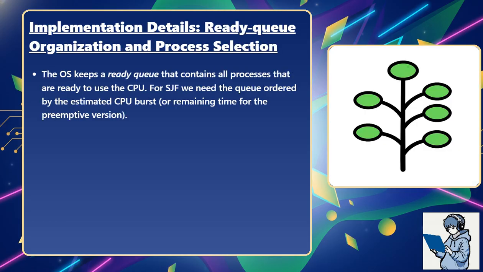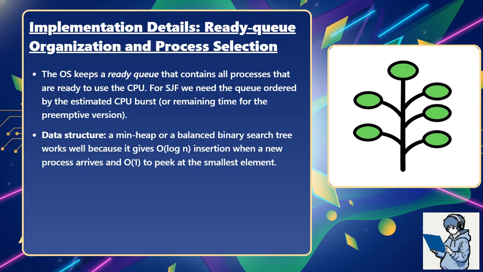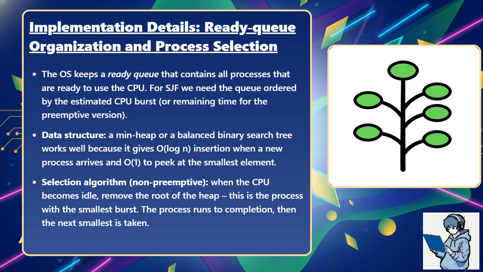The OS keeps a ready queue that contains all processes that are ready to use the CPU. For SJF, we need the queue ordered by the estimated CPU burst, or remaining time for the preemptive version. Data structure: a min heap or a balanced binary search tree works well because it gives O(log n) insertion when a new process arrives, and O(1) to peek at the smallest element. Selection algorithm, non-preemptive: when the CPU becomes idle, remove the root of the heap. This is the process with the smallest burst. The process runs to completion, then the next smallest is taken.